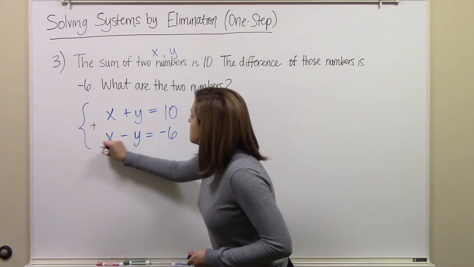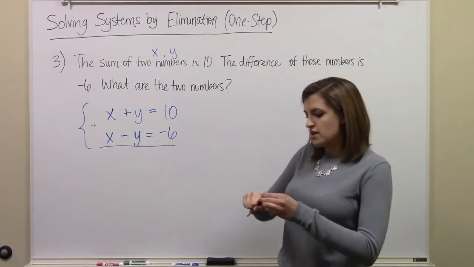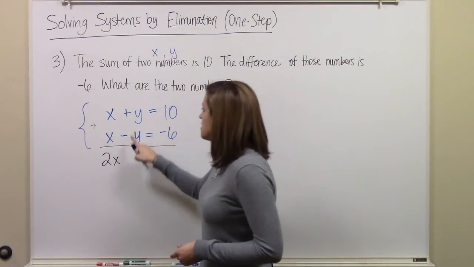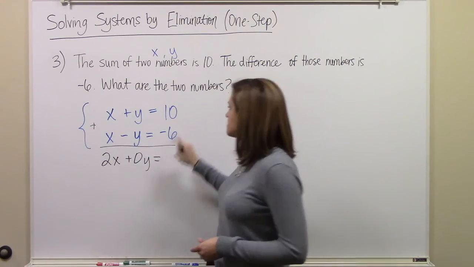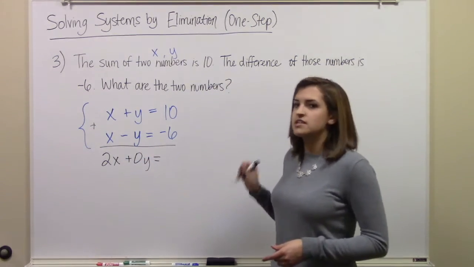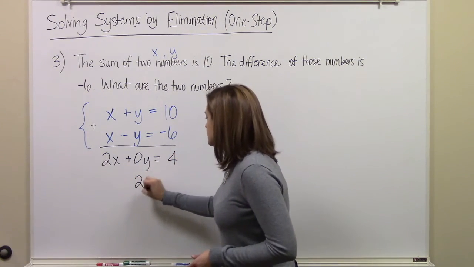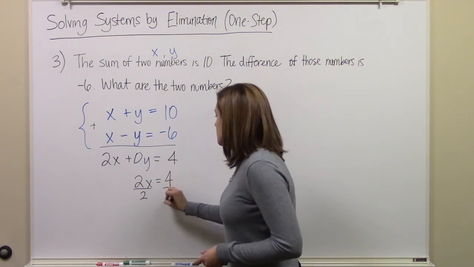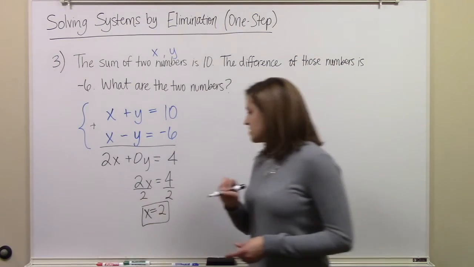Adding, and make sure everything is lined up. x's, y's, equals, and I will find x plus x is 2x. y plus -y is 0y, equals 10 plus -6 is 4. 0y is just 0, so I have 2x equals 4. And if I divide by 2, I get x equals 2. So I've solved for one of my numbers.